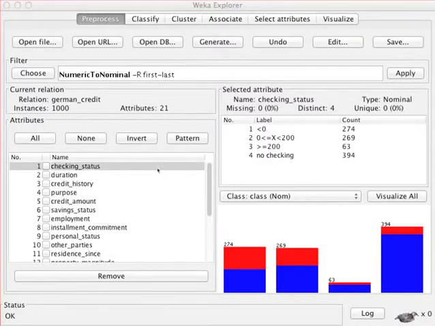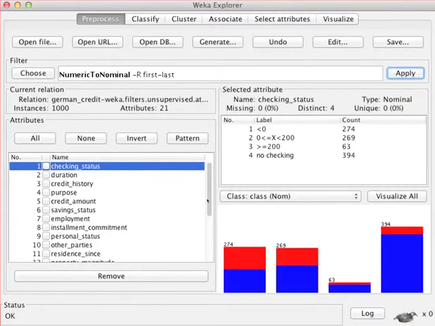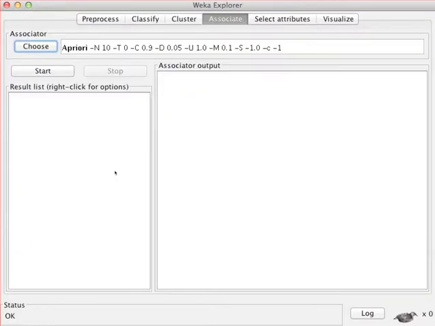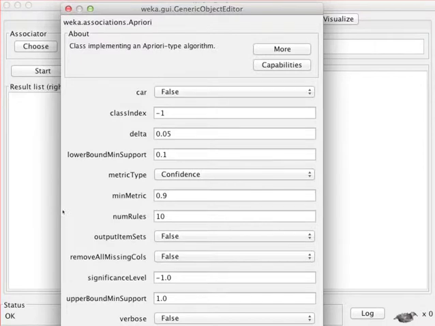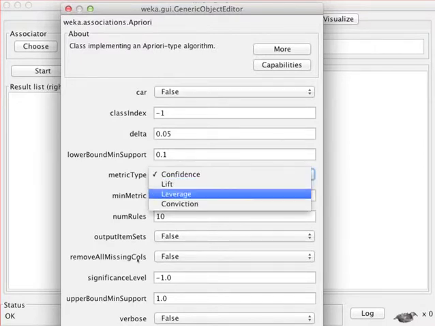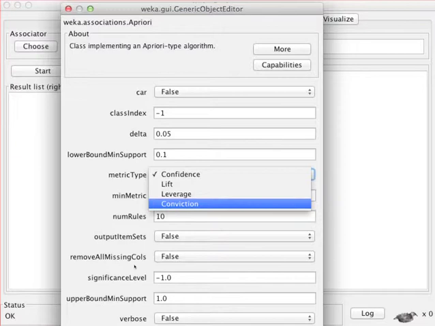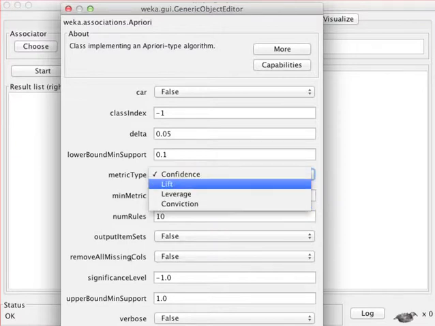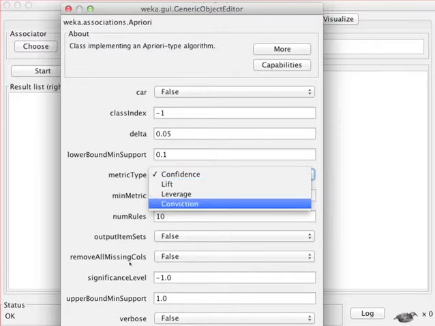So first thing, there's some numeric features. So I chose the numeric to nominal filter, and I'm just going to accept the defaults because this is just a demo thing. So now I have all nominal features. I can go to the Associate tab. And if I want to use confidence, we saw before that that was the default metric type. If we look at the other ones, though, there's lift, leverage, and this thing called conviction is the last one. All of these are commonly used. They're related, but different measures.